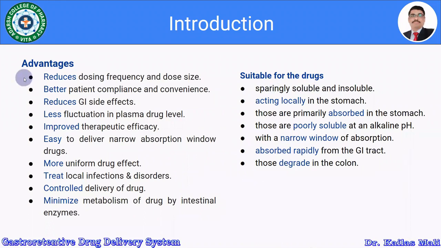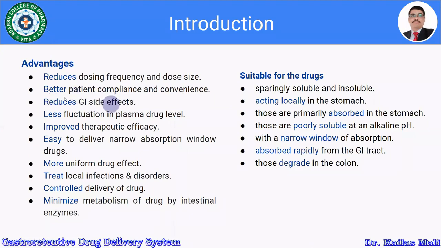So the very first advantage of the gastroretentive drug delivery system is that it reduces dosing frequency and the dose size. When we are using the gastroretentive drug delivery system, it reduces the dosing frequency as well as the dose size. We are getting better patient compliance, and it is convenient. It reduces gastrointestinal side effects of the drug.